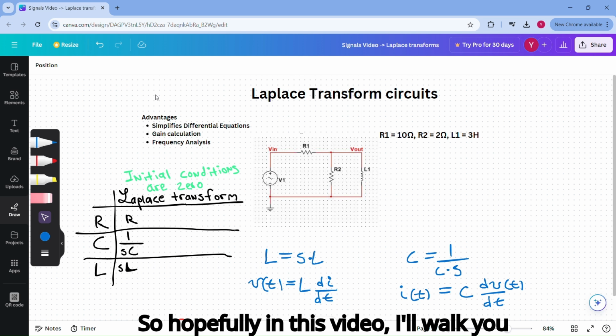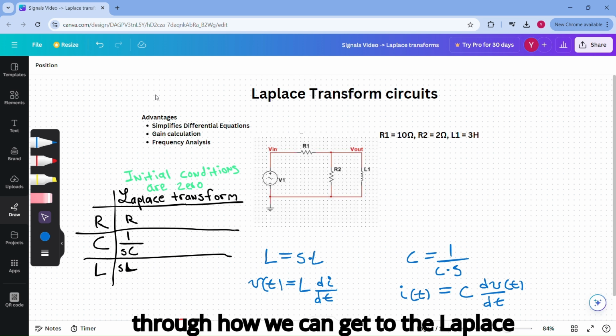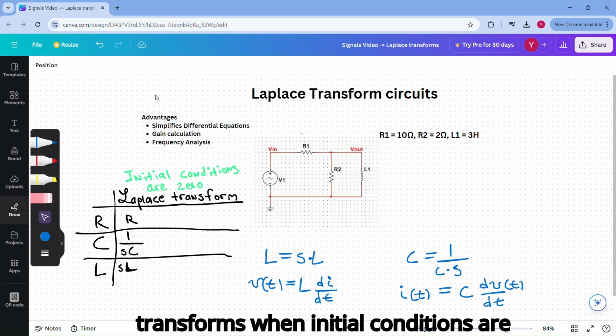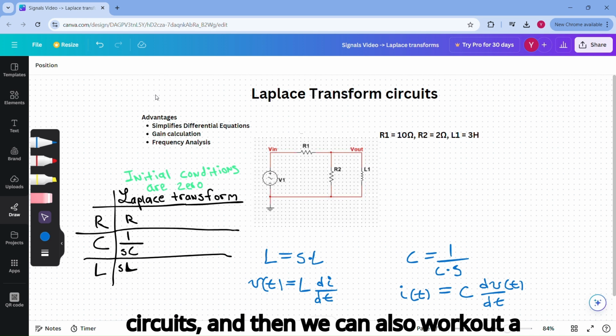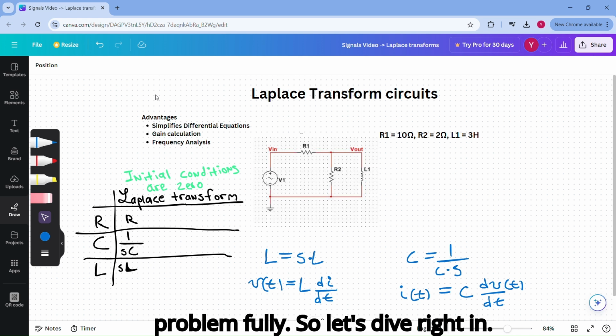So hopefully in this video, I'll walk you through how we can get to the Laplace transforms when initial conditions are zero for our three main components. I can explain the advantages of having Laplace transforms and using those in circuits, and then we can also work out a problem fully. So let's dive right in.